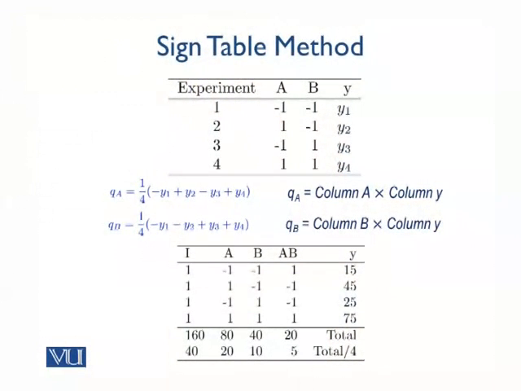For A, we follow a similar protocol. We multiply the coefficients with the y column and then we take the sum of it. So this would be minus 15 plus 45 minus 25 plus 75. This gives us a sum of 80, and then we take an average of it by dividing it by 4, and the effect of A then comes out to be 20. The effect of B comes out to be 10. The effect of the interaction comes out to be 5.